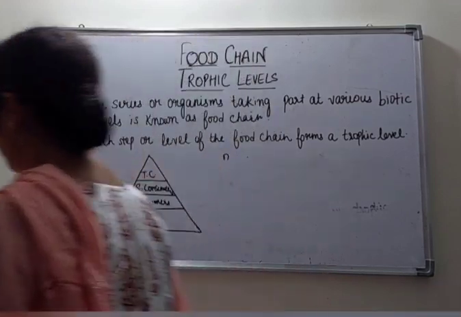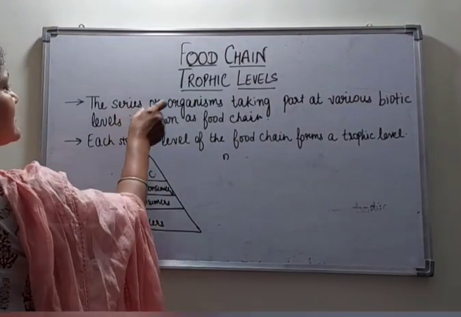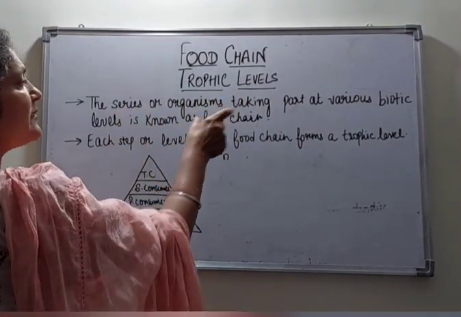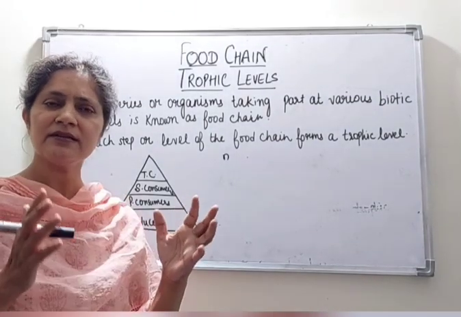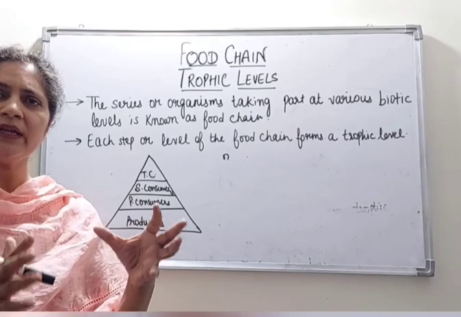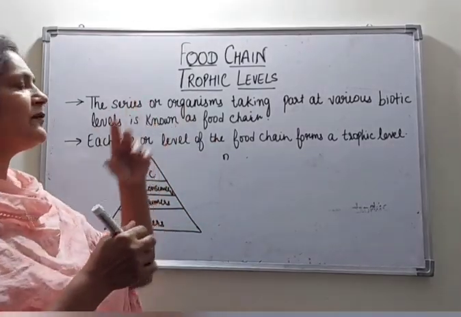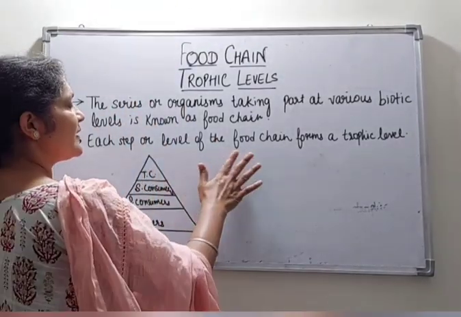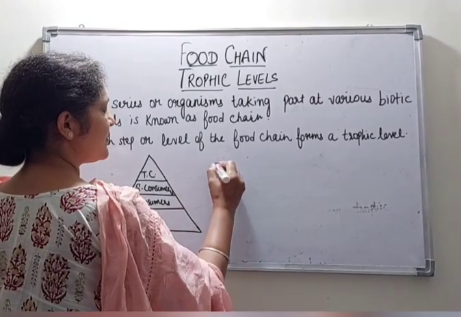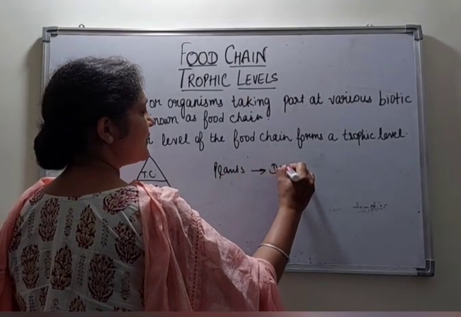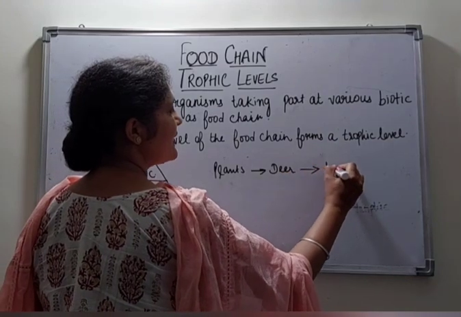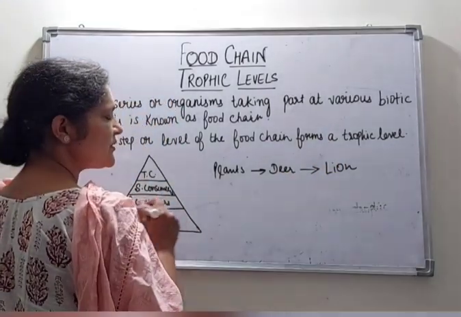Now, what is a food chain? The series of organisms taking part at various biotic levels. Right students? The organisms which are taking part at various biotic levels together form a food chain. We can take an example. Here are plants. Plants are eaten by deer and deer is eaten by lion. It is a food chain.